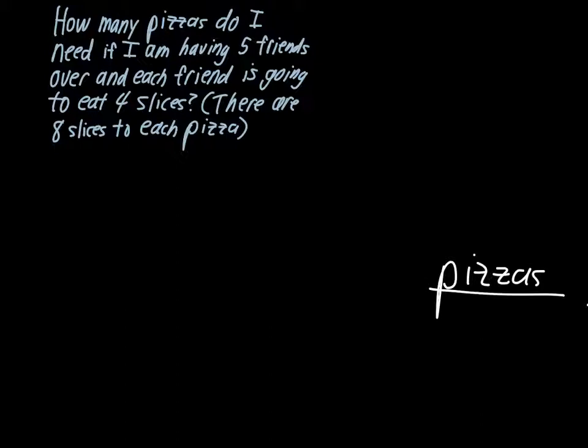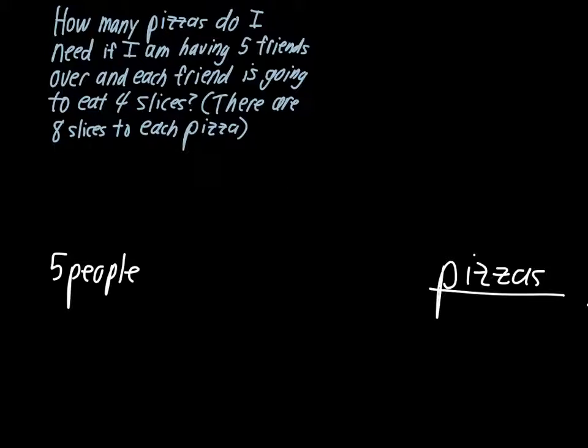So that's going to be our answer. To start off, we just have to go through and begin this problem. We said up here in the beginning that we're going to have 5 friends over. So we'll start off with that since that's the first piece of information in the problem. So we'll say there's 5 people.